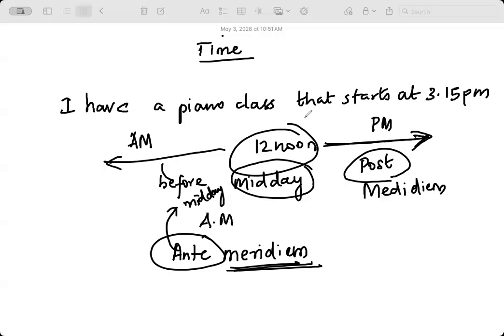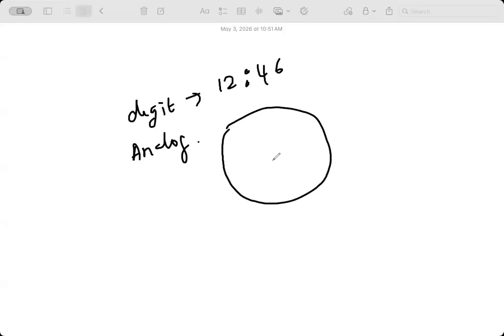Any questions? No. With a clock, what types of clock do we have? We have a digital clock and an analog clock. Do you know what an analog clock is? What is a digital clock? A digital clock shows the numbers itself, and an analog clock has hands.